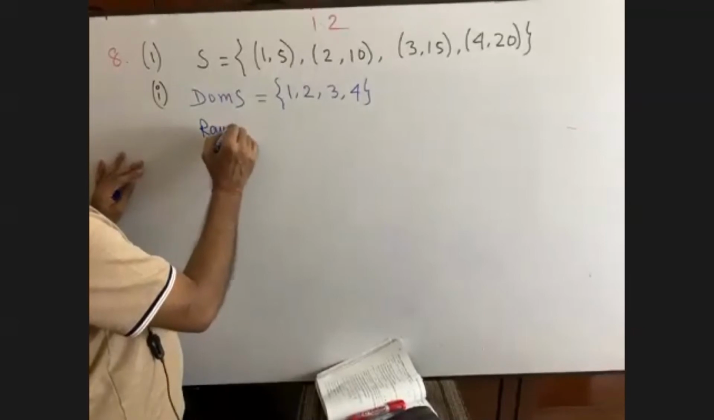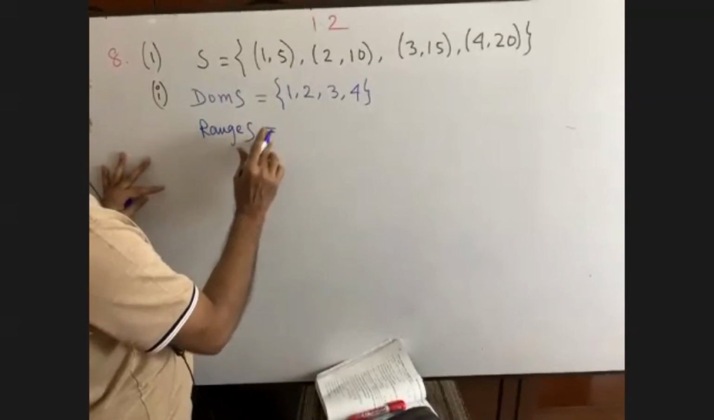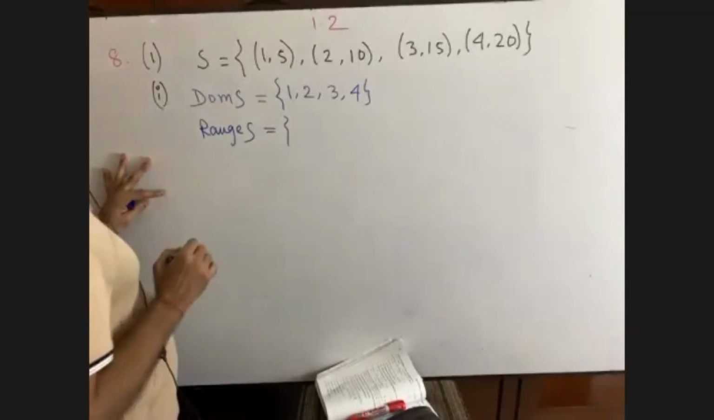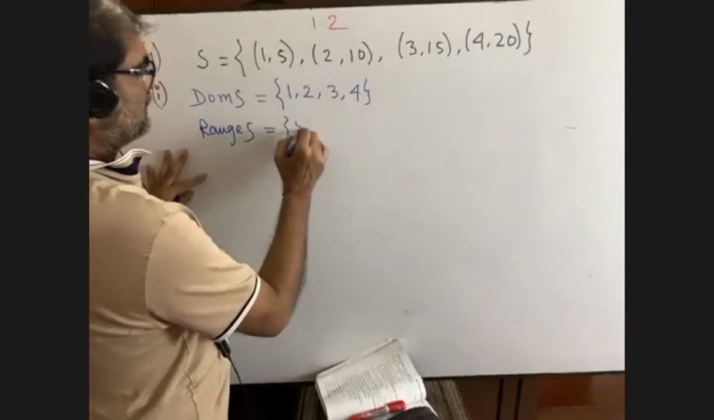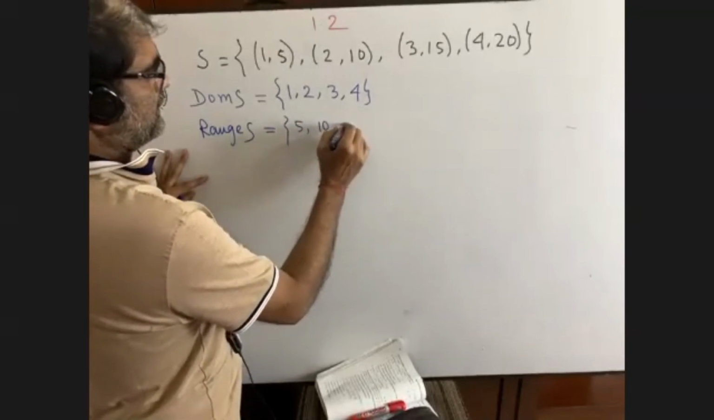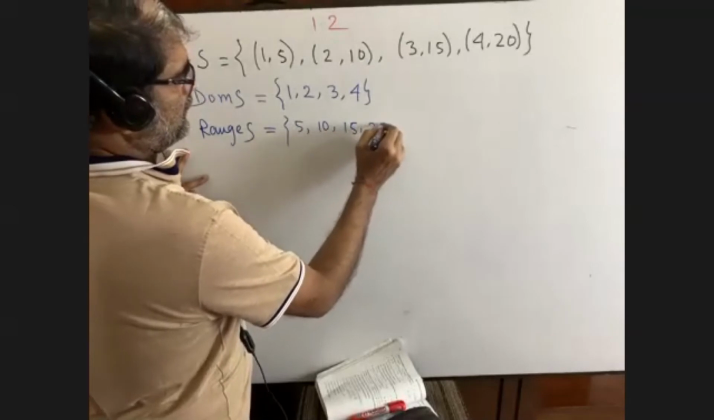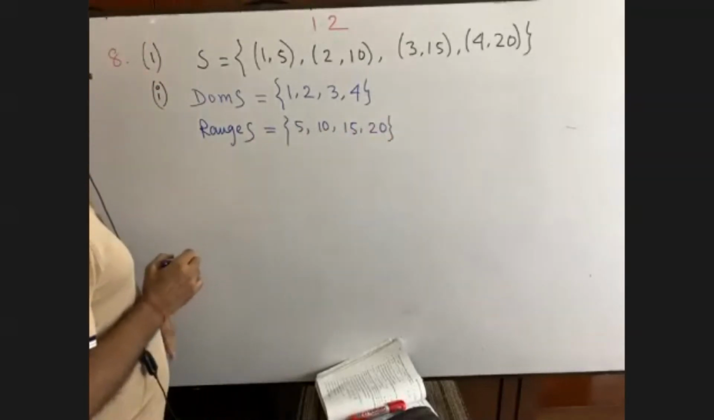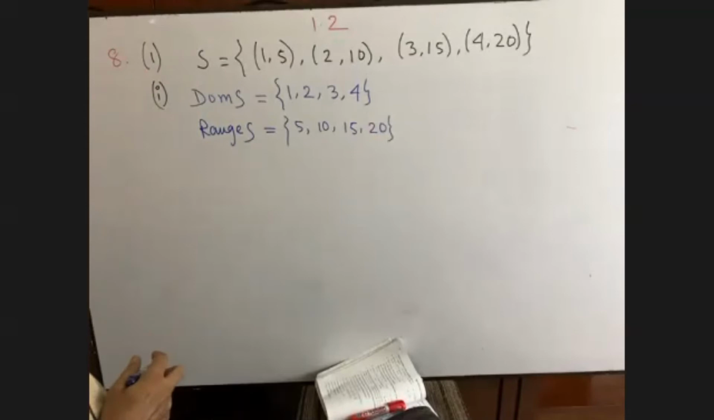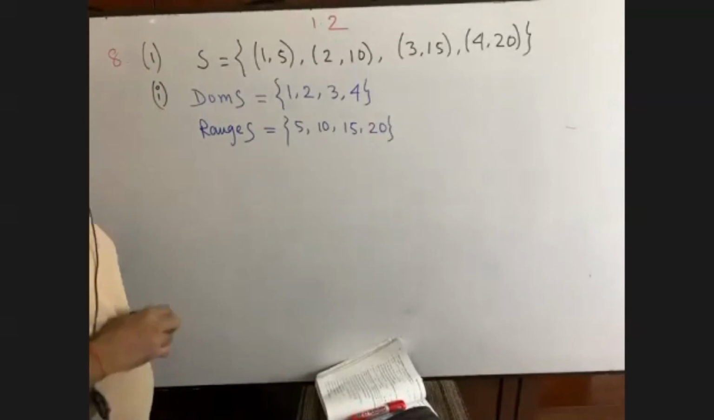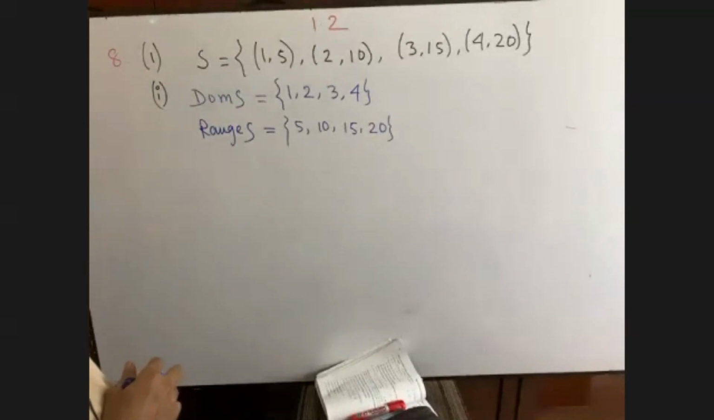Range. What is range? The second elements. What are the second elements? 5, 10, 15, 20. Is it? Yes, sir.